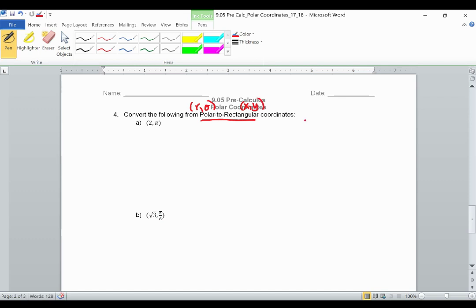So what formulas am I going to use? Well, I'm going to use x equals r cosine theta, and y equals r sine theta, because I know r and I know theta, and I'm trying to find x and y. So now once you've got the formulas, that's the hard part. You're just really going to substitute in.